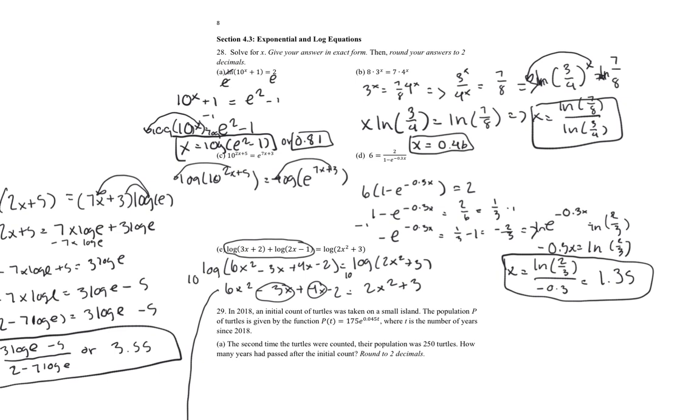And so we're given 250 turtles, right? This 250 turtles goes along with our population of turtles, because we have population and then we have time, where time is our variable.